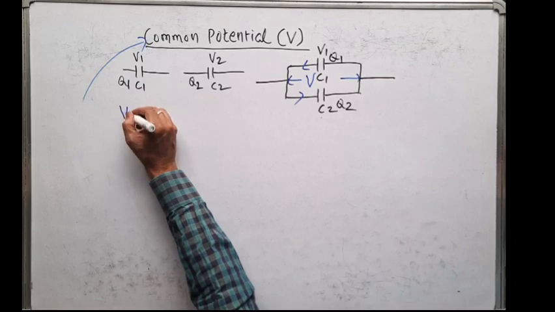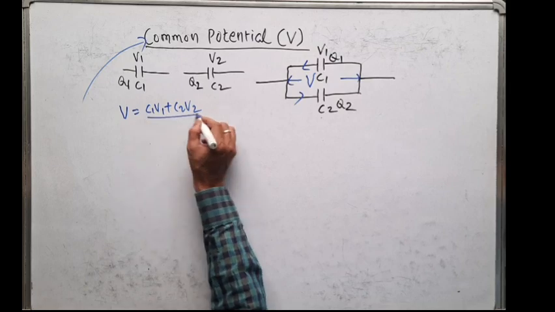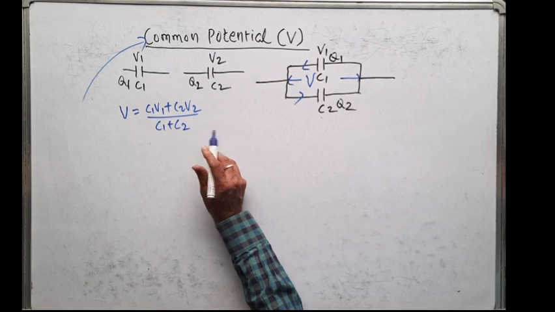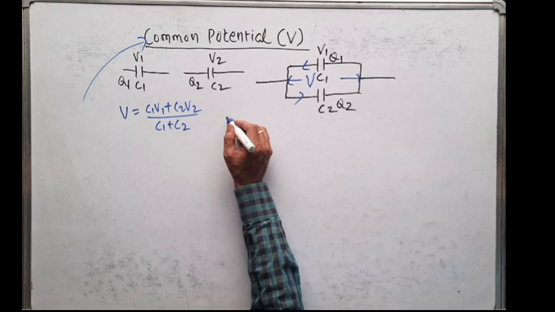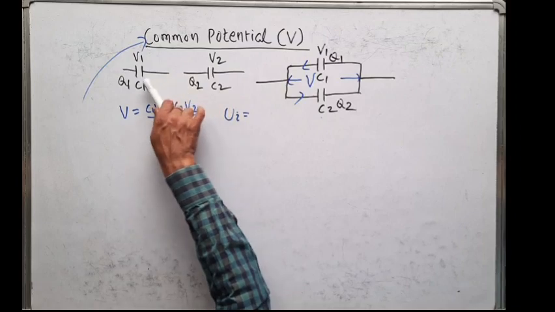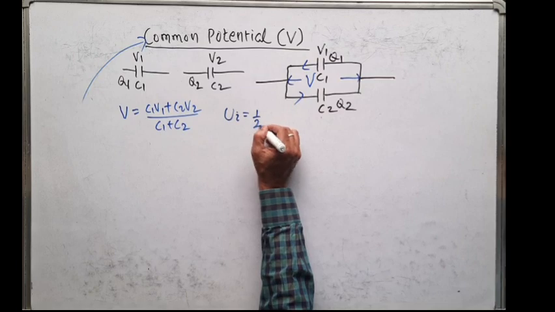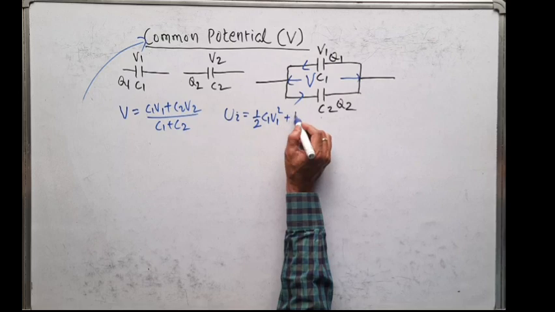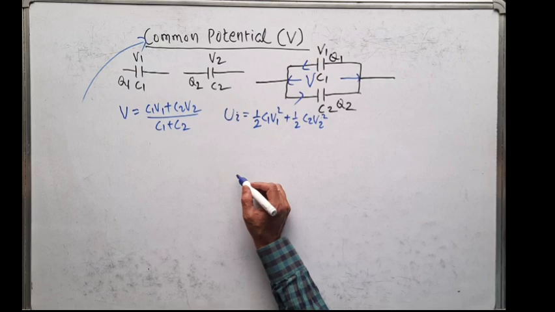So the common potential V is equal to C1 V1 plus C2 V2 divided by C1 plus C2. Now we will discuss in which way energy changes. Okay. So now tell me what is the initial energy stored by the capacitors before connection. So in this first capacitor, the energy stored is equal to half C1 V1 square. And here the energy stored is equal to half C2 V2 square. So this is the initial energy stored by the two capacitors.